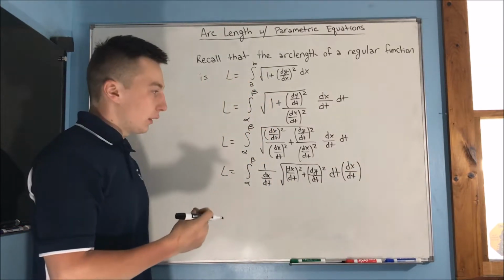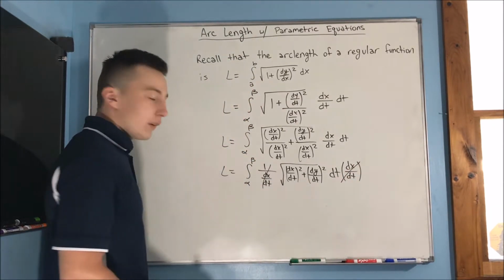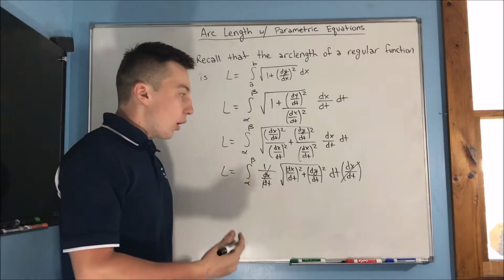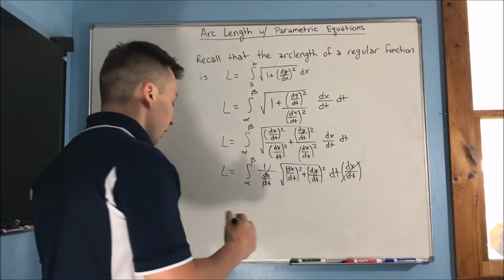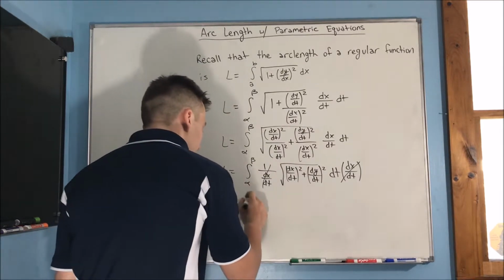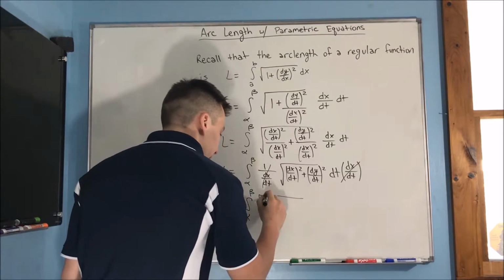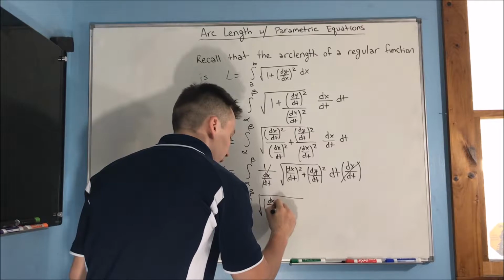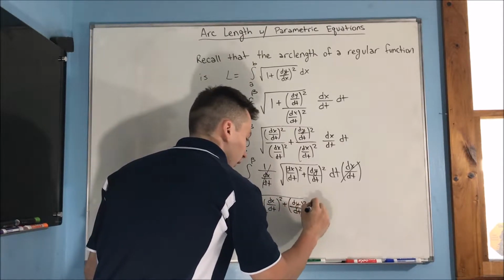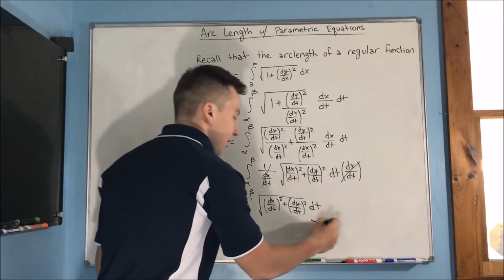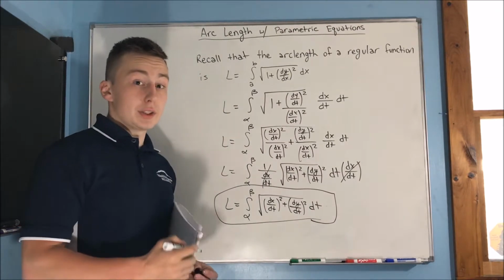But here's the cool part. This dx/dt cancels with this 1 over dx/dt, which is really, really nice because now the arc length is just this piece. So we get the arc length is equal to the integral from alpha to beta of the square root of dx/dt squared plus dy/dt squared dt. And that is the formula for arc length when dealing with parametric equations.